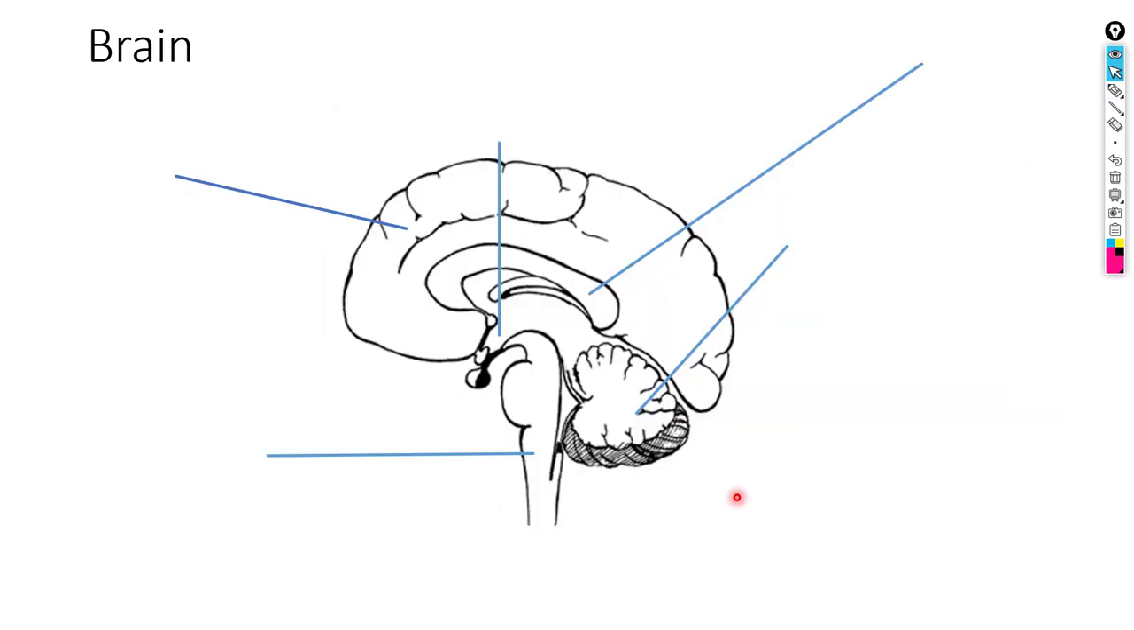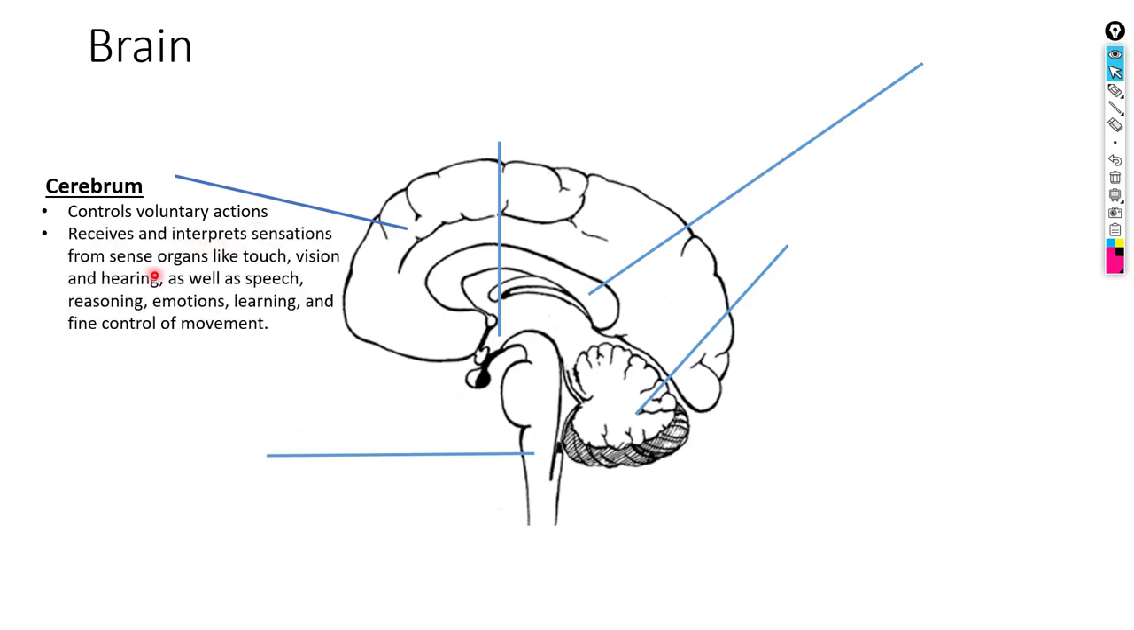Now let's see the tasks of these parts on a different diagram here. The cerebrum, which is the largest part of the brain, controls all voluntary muscular activities, and receives and interprets sensations from sense organs like touch, vision, and hearing, as well as speech, reasoning, emotions and learning. The fine control of movements is also controlled by the cerebrum. Higher thought processes, memory, and judgment are also controlled by the cerebrum.